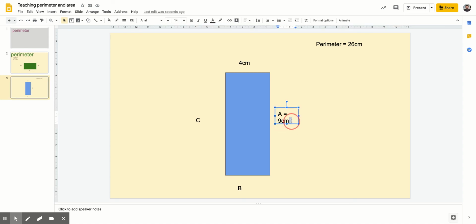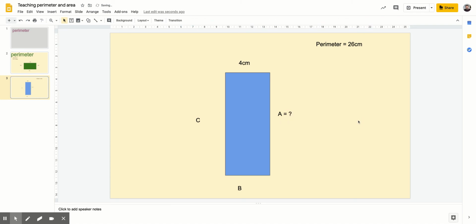So let's take that away for now. And let me show you how I found that answer. So your question might say, what does A equal? It might be what C equals or what B equals. And you're given the perimeter of it already, and then you'll be given one side too. So let me show you how I worked the answer out here.